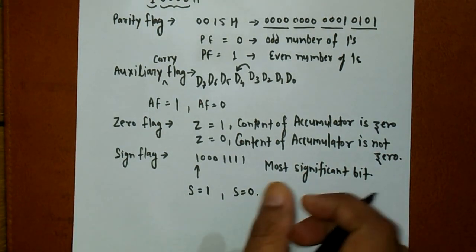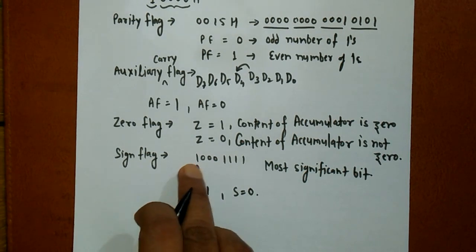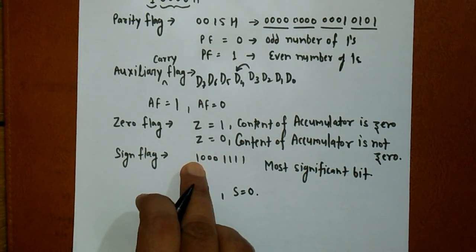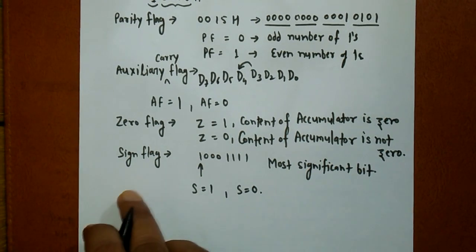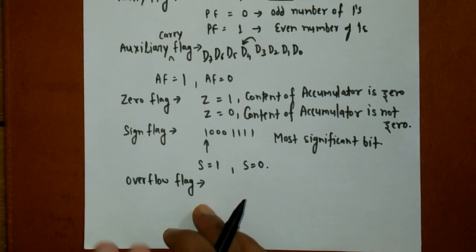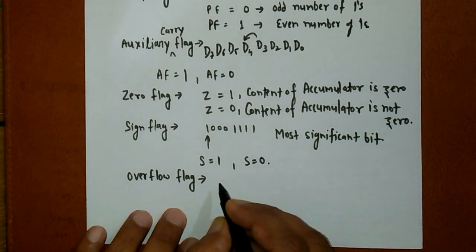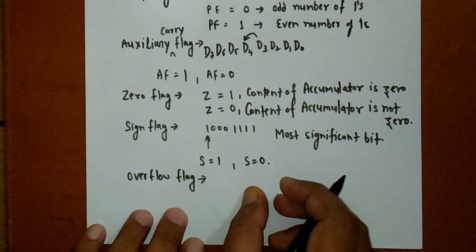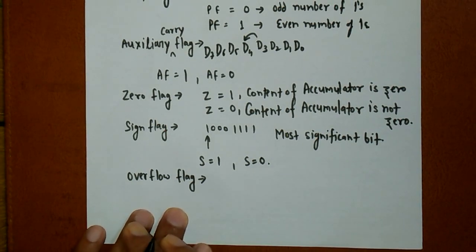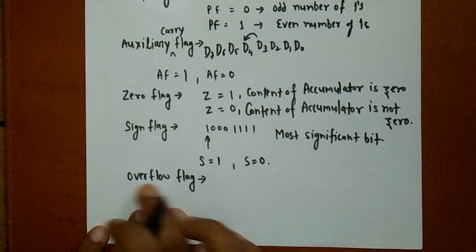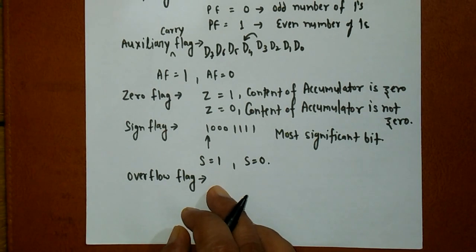We know in the case of signed numbers, if a 0 is present at this place, then the number is positive, and if a 1 is present here, then the number is negative. Now next is the overflow flag. This flag is used again in the case of operations between signed numbers. If you are adding or subtracting two signed numbers, the overflow flag reflects a certain condition.